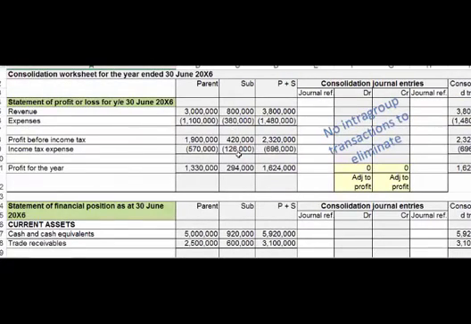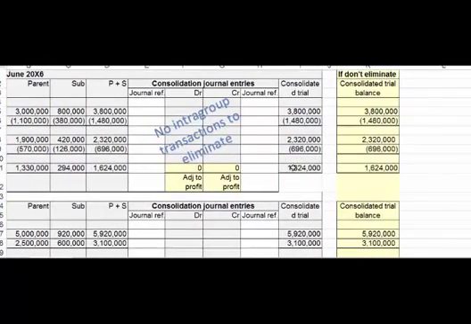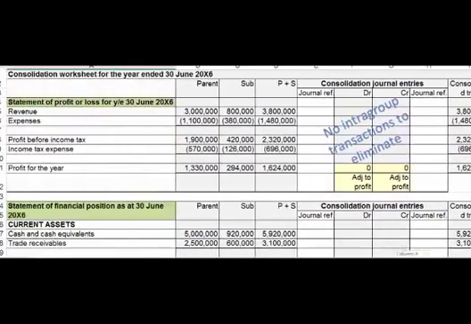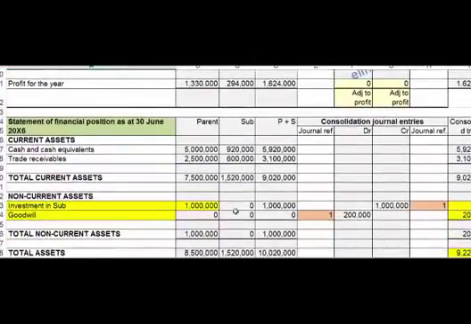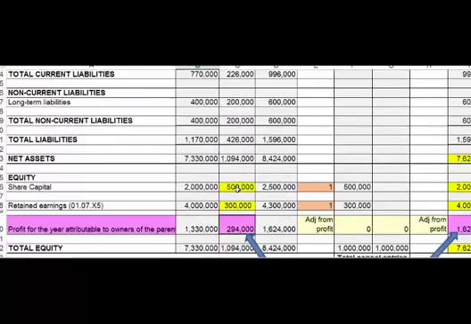So remember, it's been 1 year since the acquisition, so there's the parent's profit, there's the sub's profits, no intragroup transactions to eliminate, so our consolidated profit for the year is the 1624. The focus here really though is just how we need to avoid that double counting and what it does for us. So parent's got the $1 million investment. Remember, there's goodwill of $200,000.